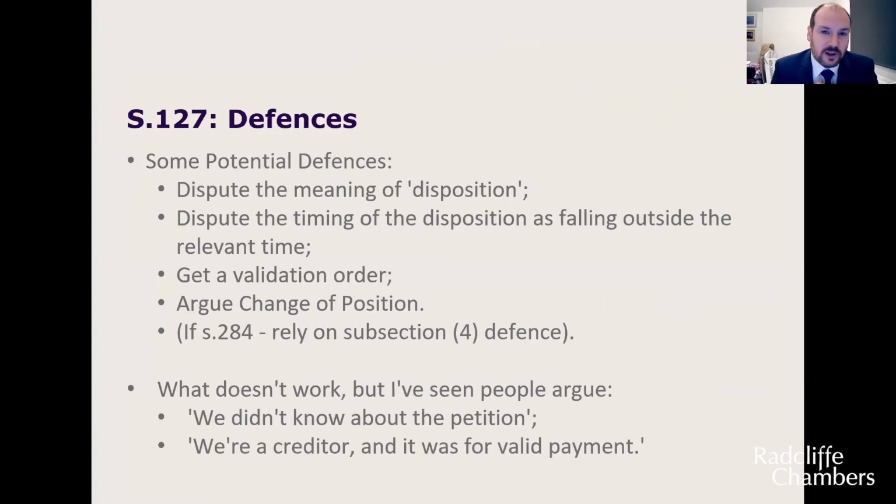Well, what are some of the defenses you might have to Section 127? You might be able to dispute the actual meaning of disposition. You might say that there was no disposition whatsoever of company property, or the timing of the disposition is falling outside of that relevant time. You might be able to get a validation order, either prospectively for a transaction which is going to happen in the future, or retrospectively for a transaction which has already happened. You might be able to argue change of position, which is an equitable defense, which can be raised against a claim for restitution. And if we're talking about individual insolvency in Section 284, you can look to the defense in subsection 4, which we're going to look at in detail.